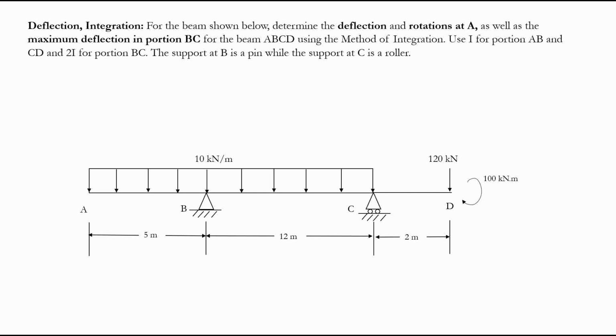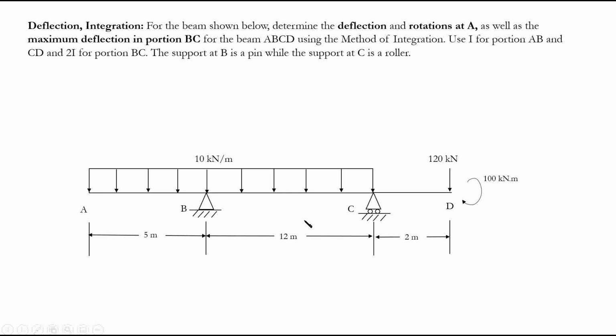So let's see what the question says. For the beam shown below, determine the deflection and rotations at A as well as the maximum deflection for portion BC using the method of integration, and use I for CD and AB and 2I for BC. So we're going to use I for this portion and 2I for portion BC. I want to find the deflection and rotation at point A as well as the maximum deflection in portion BC.